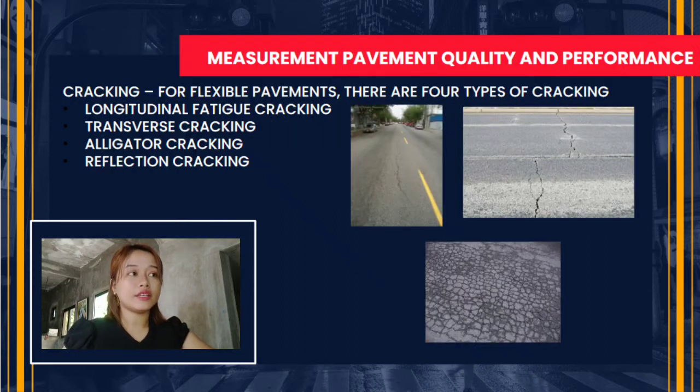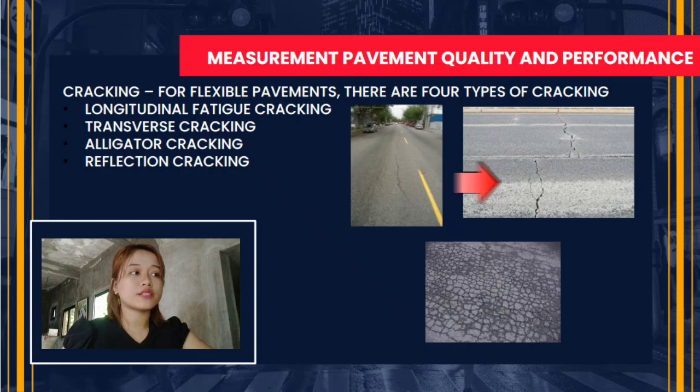Next is cracking. So for flexible pavements, there are 4 types of cracking. First is the longitudinal fatigue cracking. This is parallel to the road length, a surface down cracking that occurs due to material fatigue in the wheel path. This can accelerate over time and it requires significant repairs to protect against water penetration into flexible pavement structure.